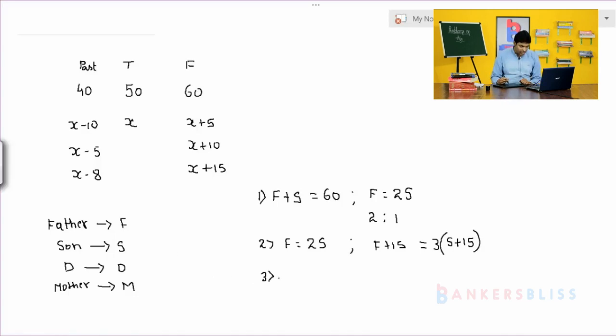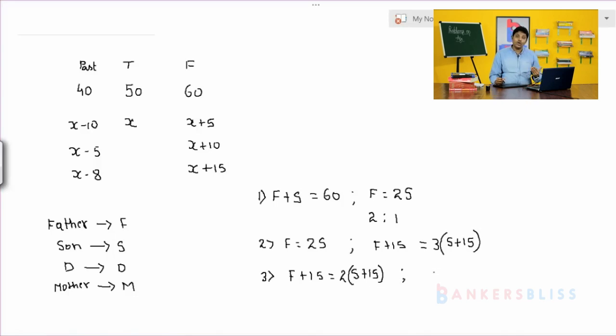After 15 years means both will get 15 years: father will get 15 years and son will get 15 years. So after 15 years, the age of the father will be twice the age of the son. This is one condition. Now the next condition they have given.